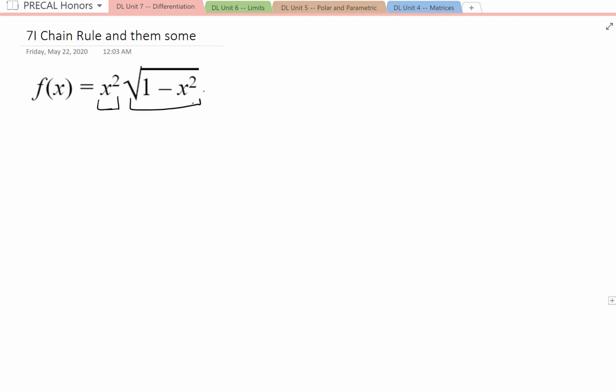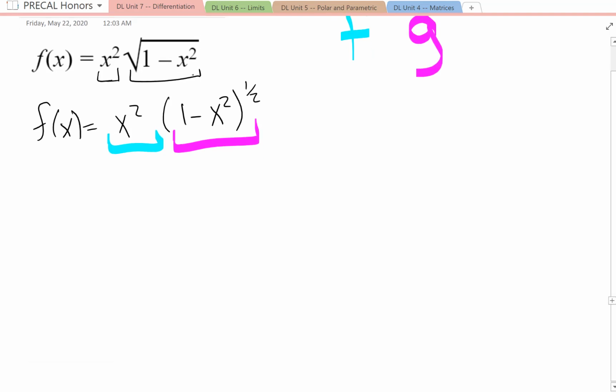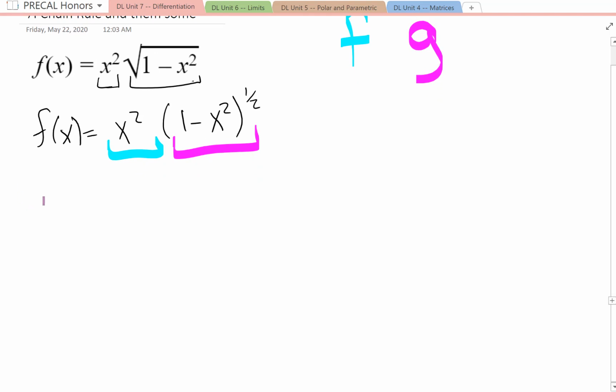X squared is being multiplied by the square root there. And I'm going to change the square root to a power. So this is 1 minus x squared, but it's to the power of 1/2. So the product rule is f dg plus g df. That's what I've chosen for f and g. F prime of x is equal to f dg plus g df.